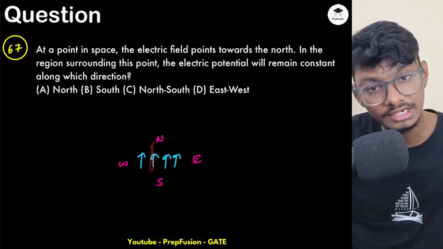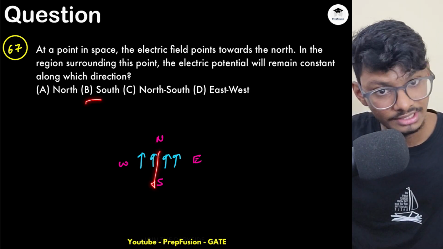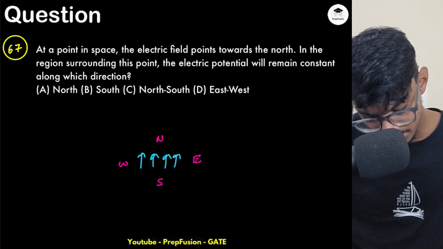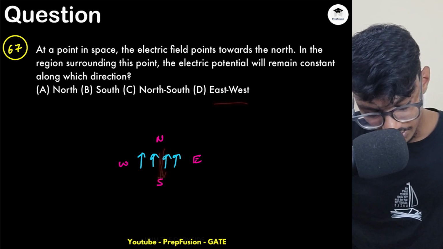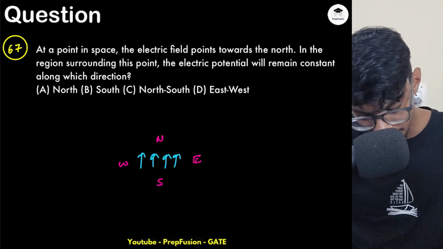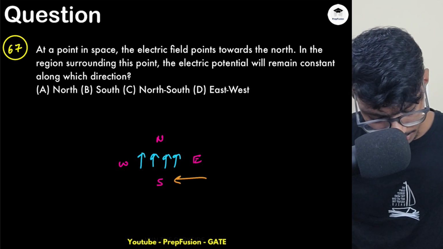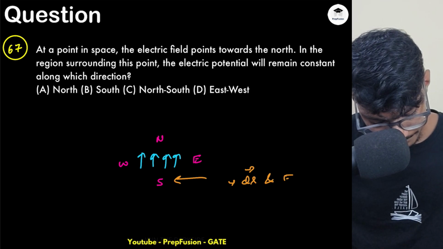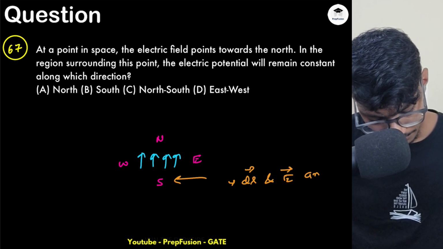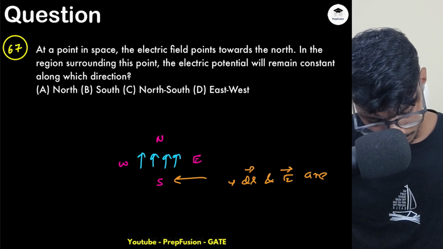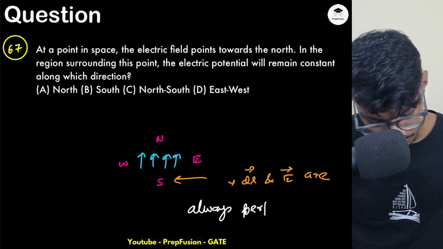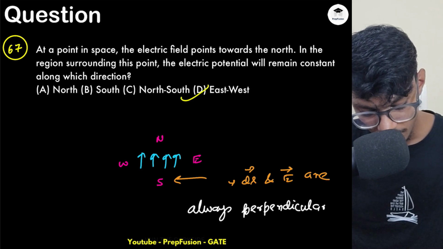No, right? Because dl and E vector are both parallel. South direction, again dl and E vector are anti-parallel. No. North-south direction, no. East to west, in this case, dl and E vector are always perpendicular, so option D will be correct.